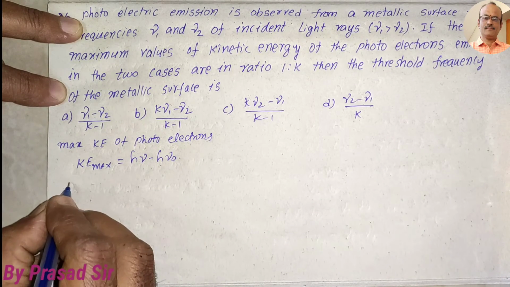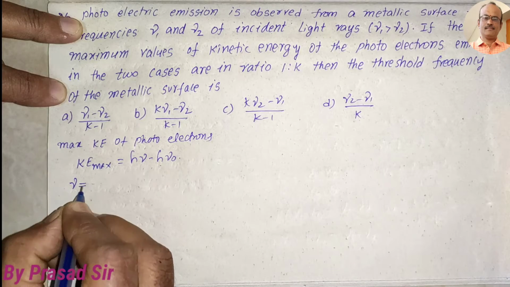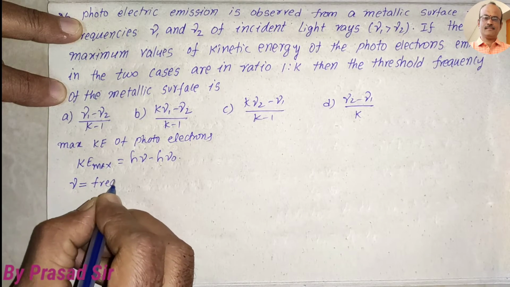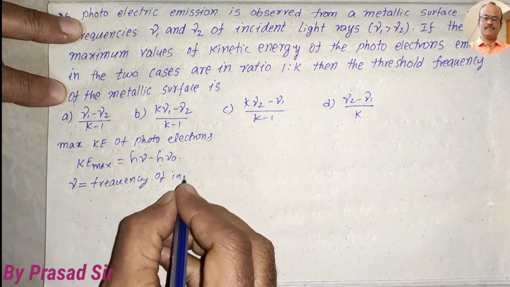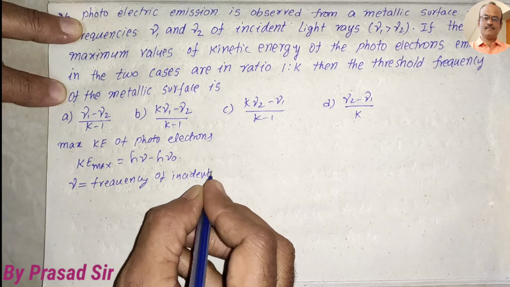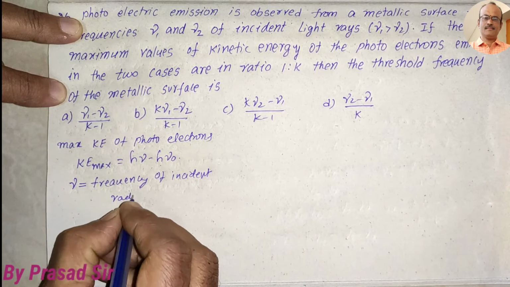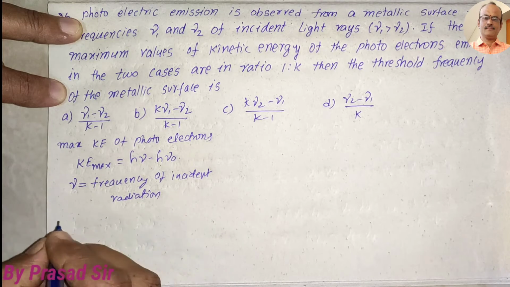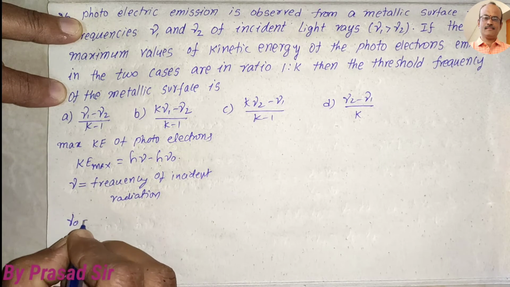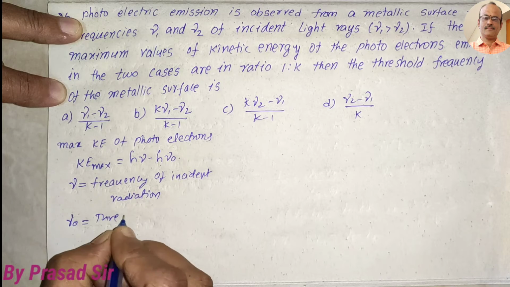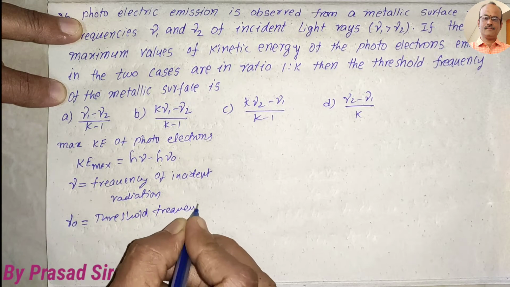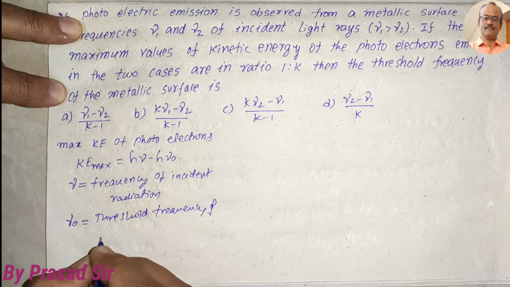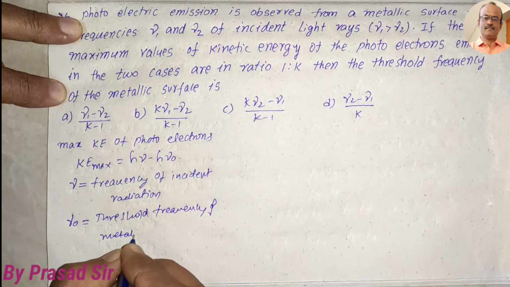Here nu is nothing but the frequency of incident radiation, and nu naught is nothing but the threshold frequency of the metallic surface.